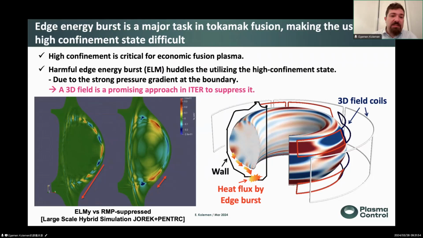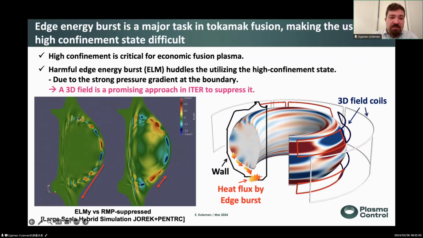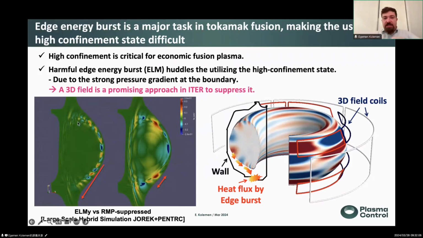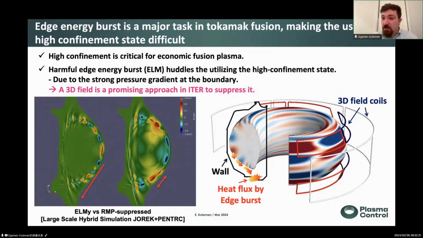The first one is for edge localized modes, which are edge bursts. This is an example of what happens at the edge of the plasma. This is the edge of the plasma, and these blobs are coming down in the simulation and they hit the wall. When they hit the wall, the blobs of energy damage the wall, damage the divertor. So we want to stop that.